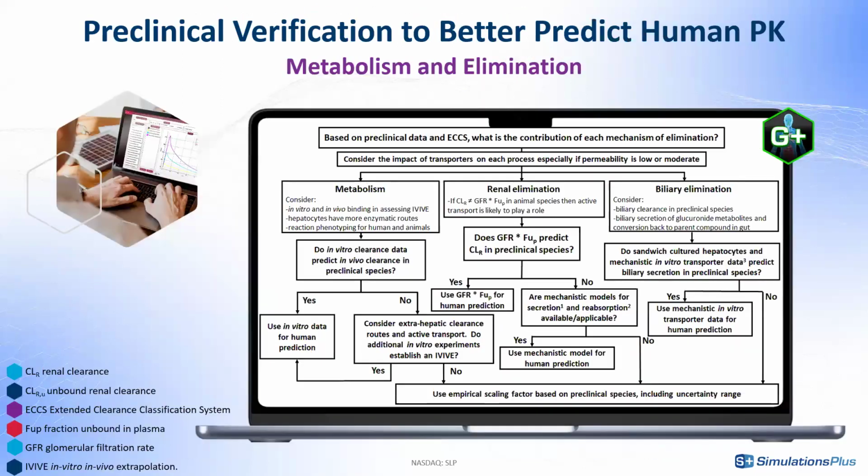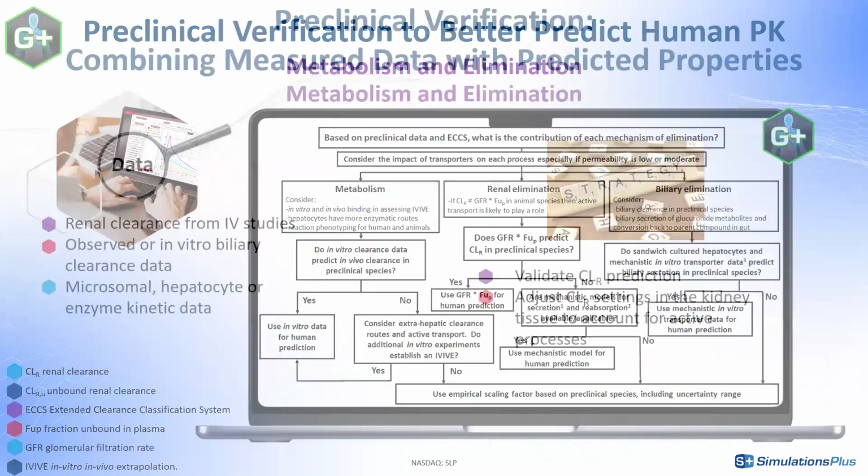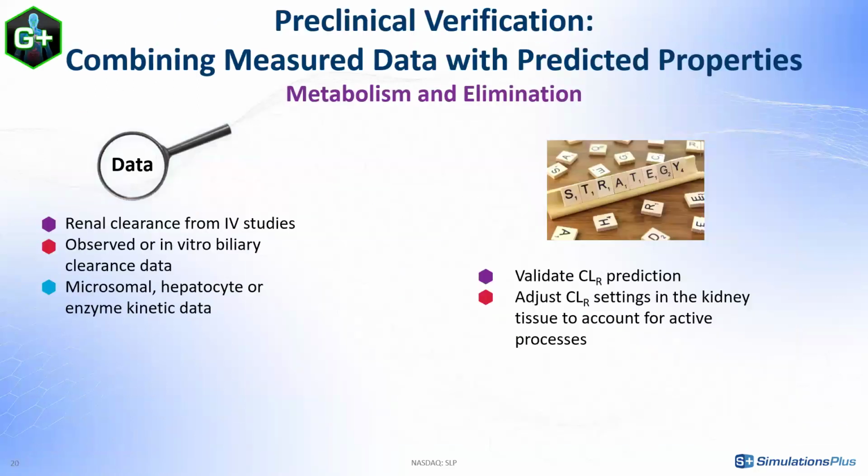So moving on to the metabolism and elimination, here we will consider each potential process in turn as listed in the flowchart. So we have metabolism, renal elimination, and biliary elimination to consider. And we can use the available data to combine them into our model. So data commonly available at this stage includes the renal clearance prediction from IV studies, observed or in vitro biliary clearance data, and microsomal, hepatocyte or enzyme kinetic data or predictions. So the first thing we can do is validate the renal clearance prediction.